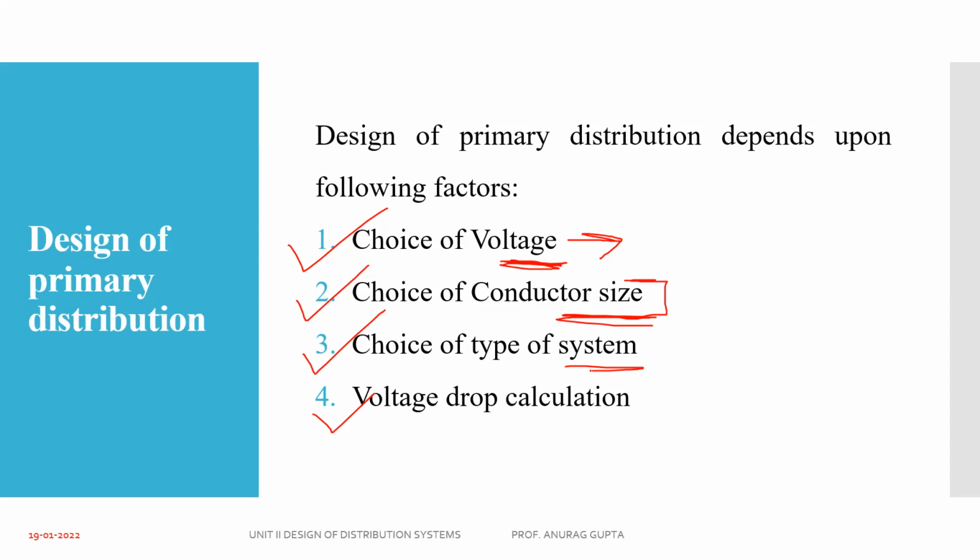So three topics we have already discussed. Choice of voltage, we have discussed already. Choice of conductor size, we have discussed with Kelvin's law already. Choice of type of system, that is radial system, parallel feeder system or interconnected system, we have already discussed all three systems and which is advantageous for which type of system. So all three topics we have discussed already. Now voltage drop calculation, that we didn't discuss.